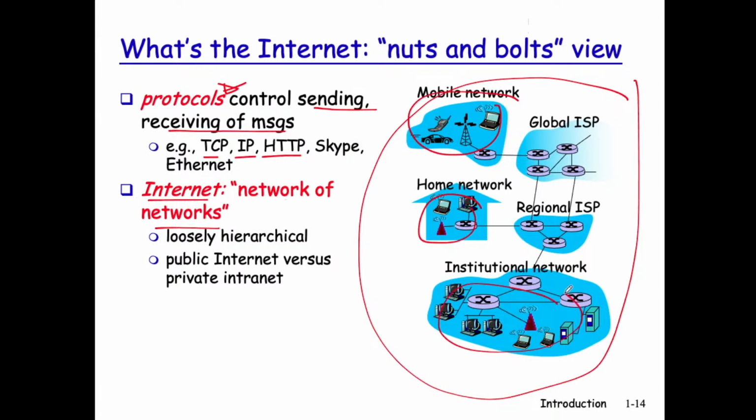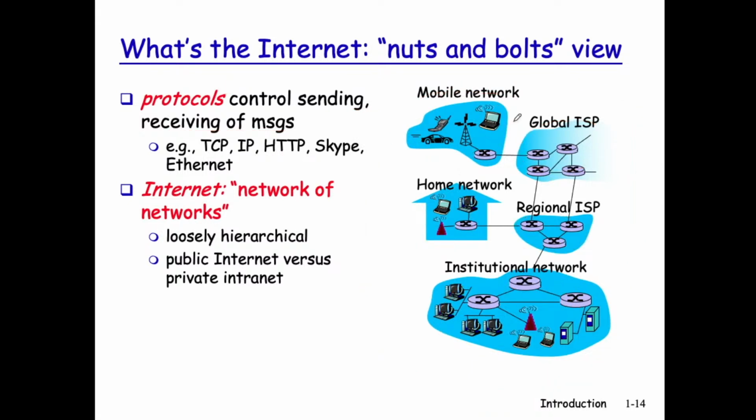An institution network is a network. A home network is a network. A global ISP forms a network. A regional ISP forms a network. And the internet is actually the bigger network of all these smaller networks interconnected with each other. And it's loosely hierarchical. Why?